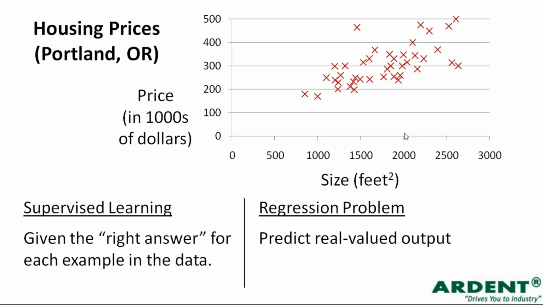Regression problem means we are going to predict the real valued output. Getting the point? Real valued output means continuous output we are going to predict.